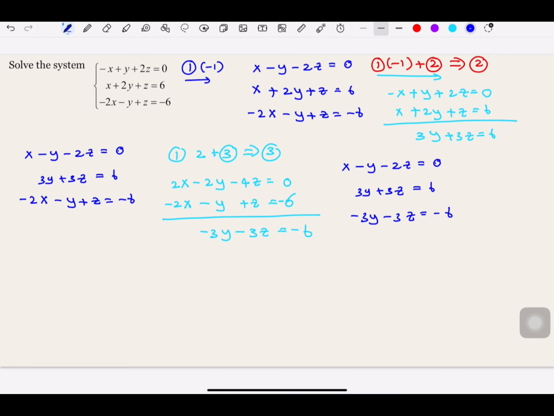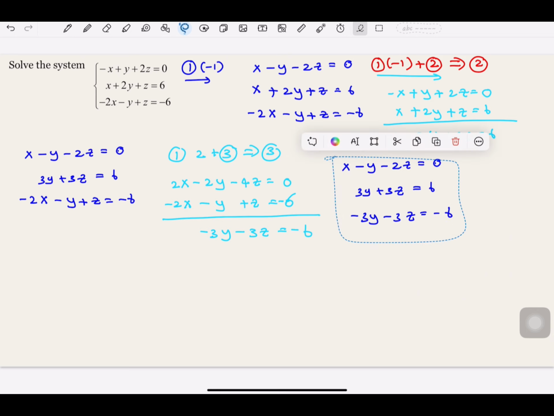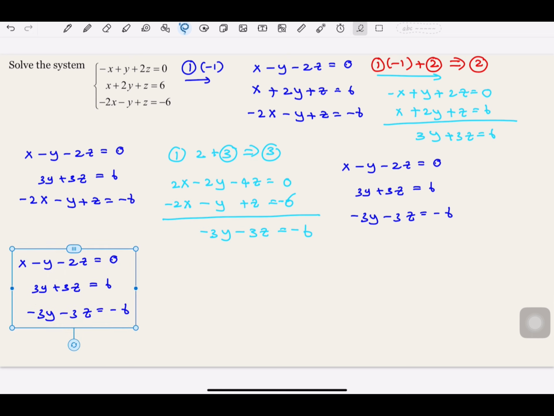Okay, this is good. So now what I need to do is make the coefficient of y as 1 in the second equation. To do that, I'm going to divide each term by 3. Okay, I'm going to copy this down. To make the coefficient of y as 1 in the second equation, if you divide by 3, you get a 1, and here also you get a 1, but over here it's a 2.